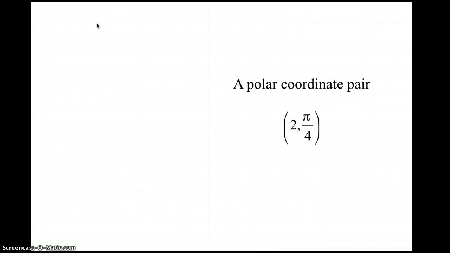If we wanted to graph the polar coordinate 2 comma pi over 4, 2 is the radius, and pi over 4 is the angle in between the x-axis and the radius.